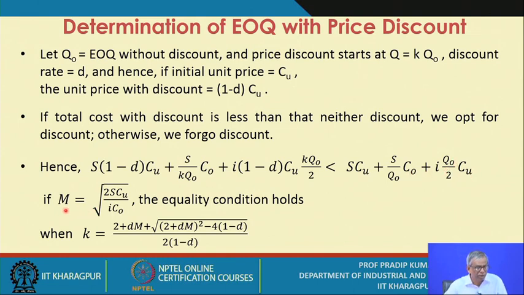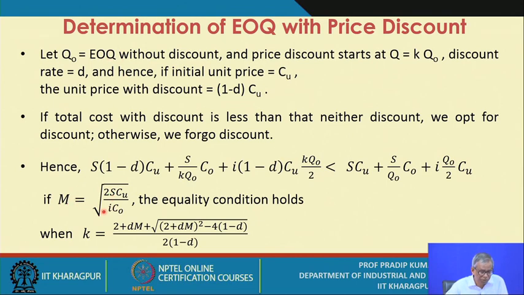Is it okay? So if this inequality expression you simplify, you manipulate, and with this substitution we use a term called capital M. Capital M is root over twice SCU by ICO. So the equality condition holds. That means the expression has similarity with the original EOQ expression, but please note down the difference between this expression for M and the EOQ expression.